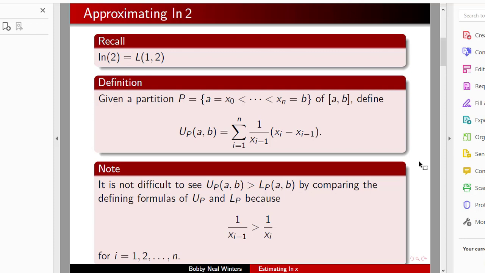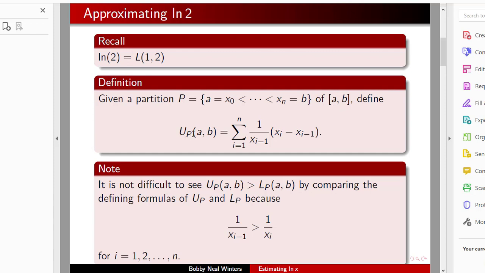In order to do that, just recall the natural log of 2 is equal to L of 1, 2, where L we defined in terms of partitions. We're now going to, in order to get our approximation, define a similar function called U with respect to a partition. So given a partition P, let a equal x_0 less than x_1 all the way up to x_n be equal to b. Let that be a partition of [a, b].